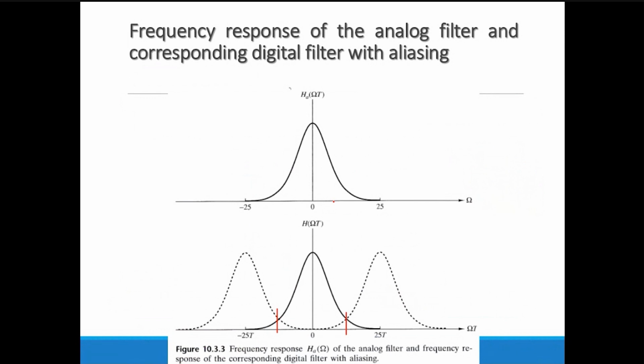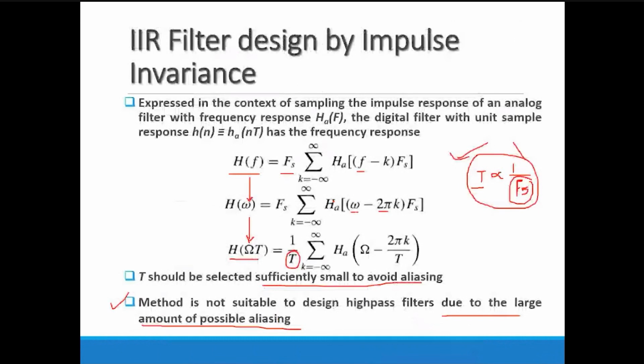So overlapping will be more when you go for the high pass filters. So these filters are more suitable for low pass. You cannot use this filter for the high pass, but the chances of aliasing will be higher for the high pass. So that's why we limit this design, or you can say this design is suitable only for the low pass filters. Okay.